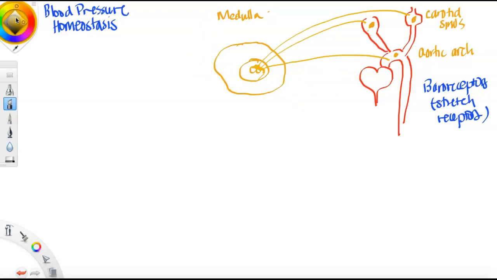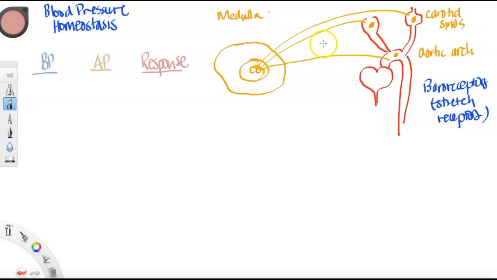So if we look over here, just a second, better color. So let's look at blood pressure. Let's look at action potential and the response. Where these colors are coming from. All right, so baroreceptors are going to send back impulses to let the cardiovascular center know what's happening with the blood pressure.